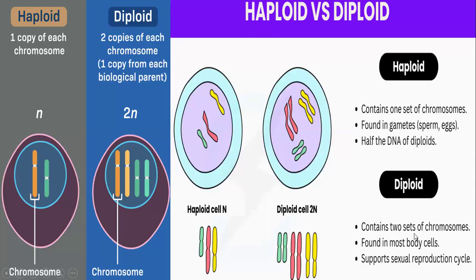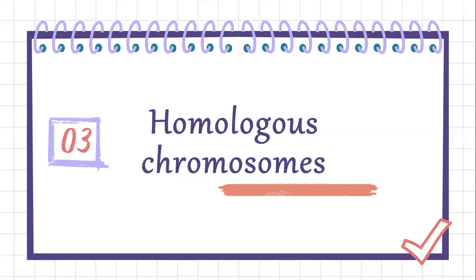Diploid cells contain two sets of chromosomes found in most of the body cells. Suppose sexual reproduction cycle. The diploid cells are responsible for having the meiosis. Mitosis can take place in both types of cells, haploid and diploid, while meiosis only takes place in diploid cells. Yeah, यहाँ तक बात समझ आ गई है.